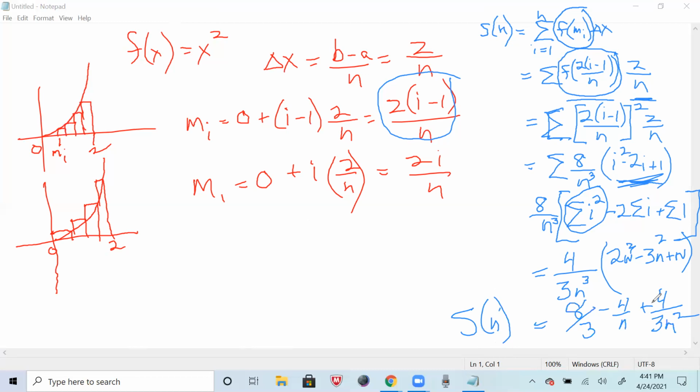Now let's do it with right-hand endpoints. The only difference is that now when I look at f of capital M sub i, I'm going to substitute this instead of this.